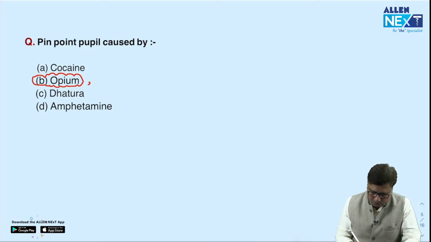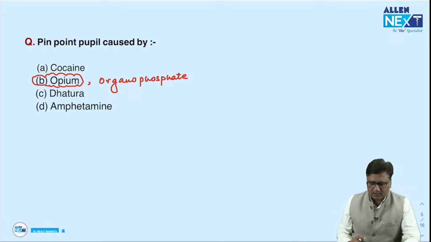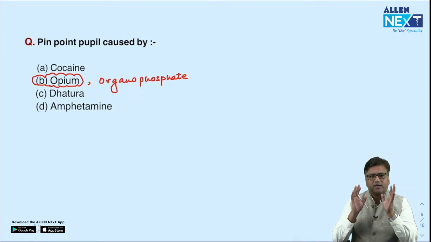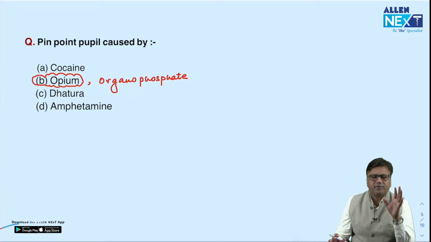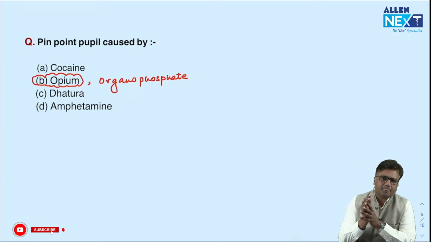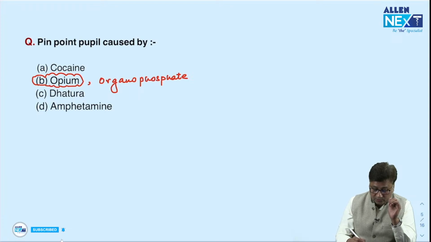Okay, so opium, organophosphate, ये दो चीज़ें ऐसी हैं जो हमें याद रखनी ही रखनी है. बहुत सालों से कई बार repeatedly पूछी जाती है, right. मगर यहाँ पर दो choices और दी हुई हैं, एक है cocaine, एक amphetamine.